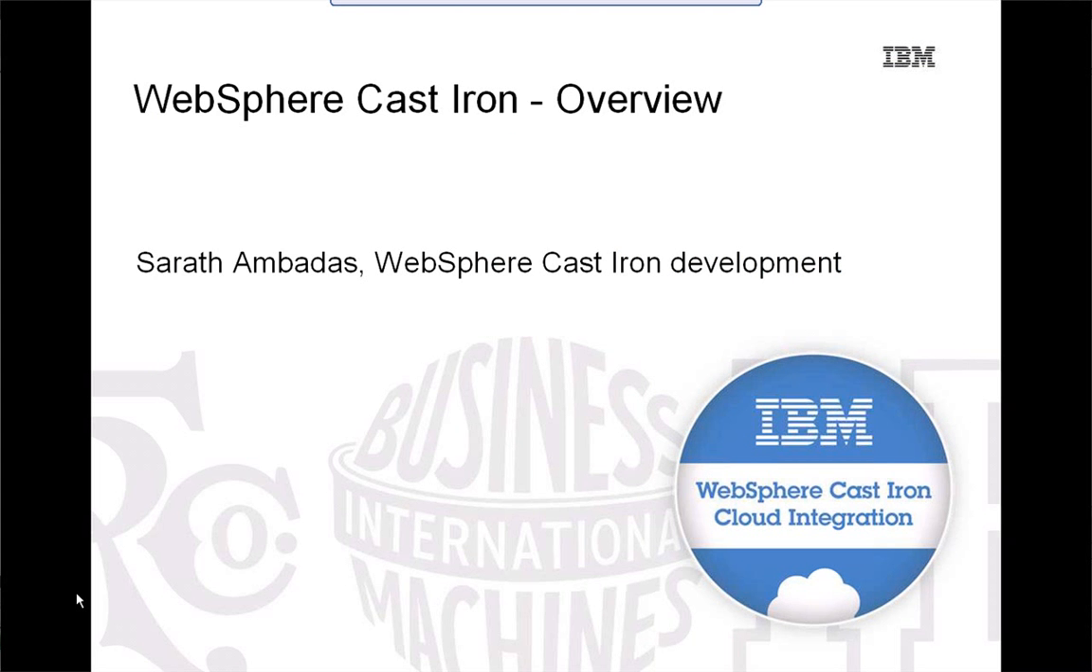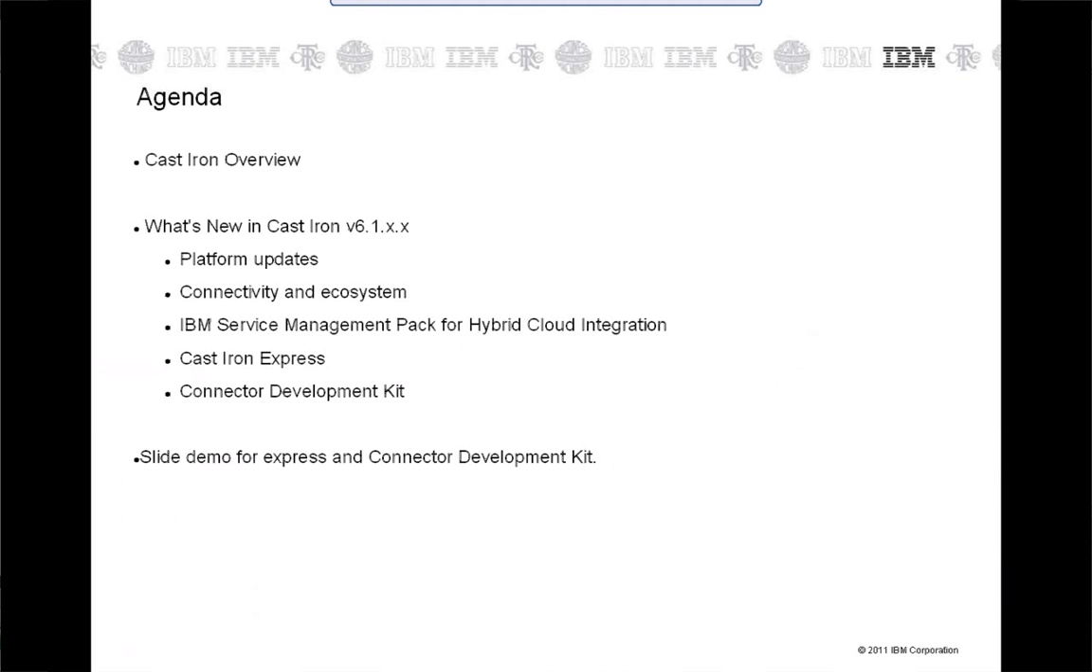I'm part of the development team in India, and today I'll be talking about an overview of WebSphere CastIron, what CastIron is, and what are the new things we have done in version 6.1, which got released in September 2011. I'll also be showing a slide demo for CastIron Express and how to develop a new connector using the connector development kit, which is available as part of the CastIron tooling. So this is the agenda for this session.